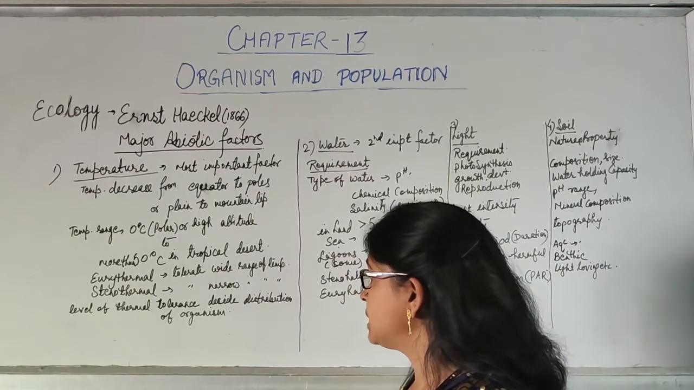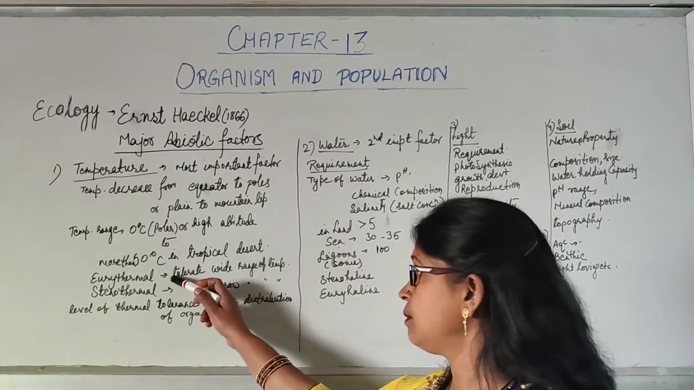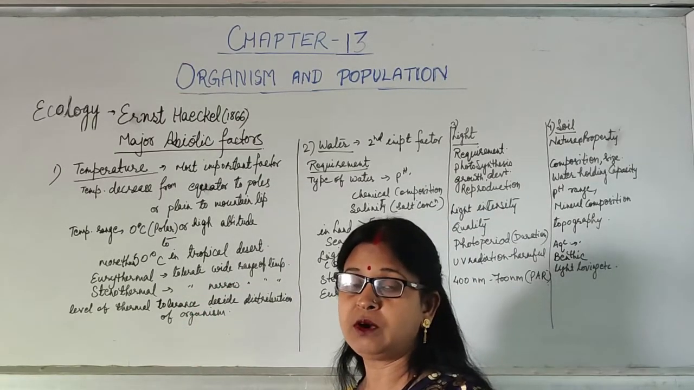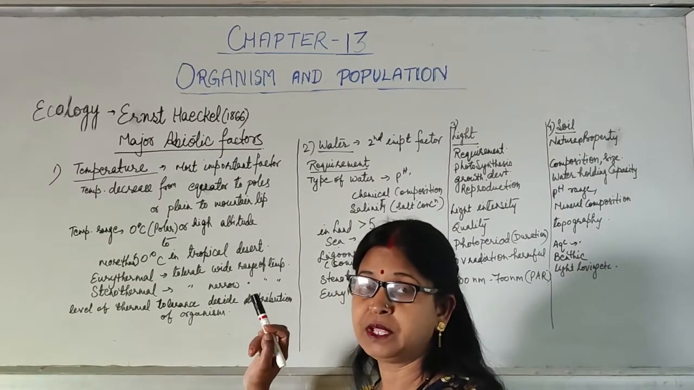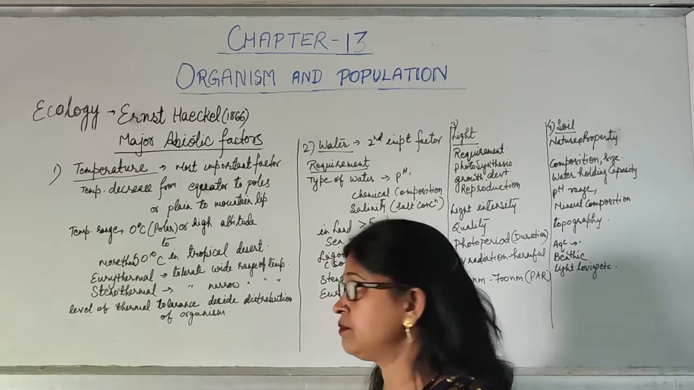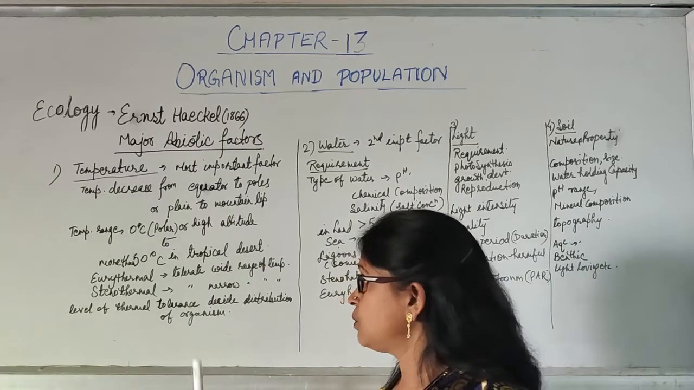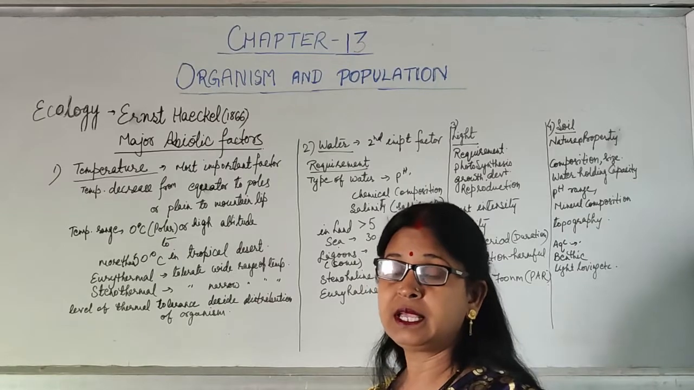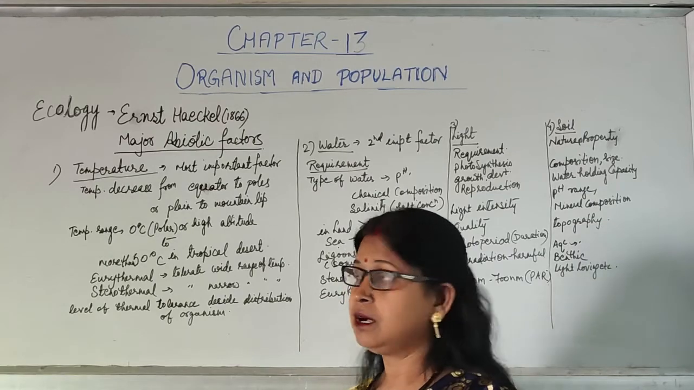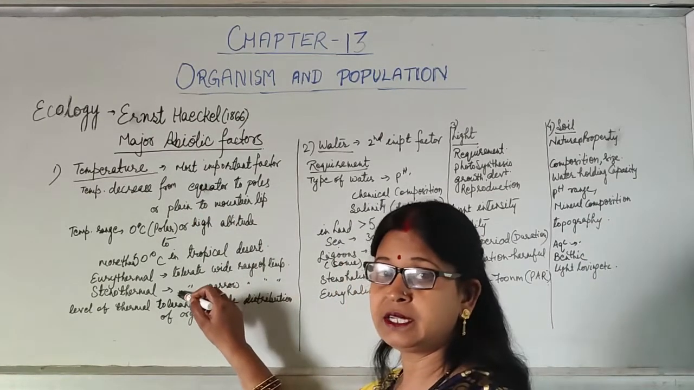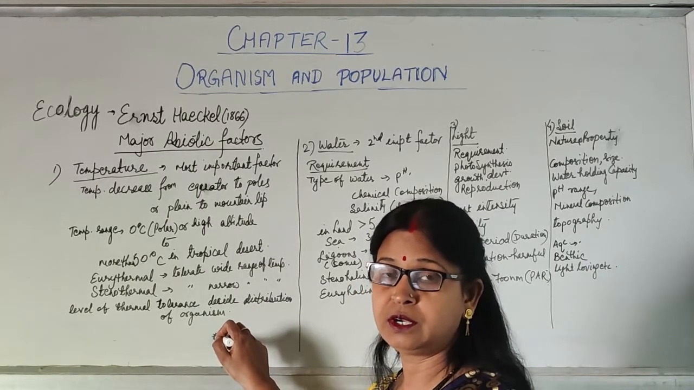Because temperature is not the same at different places, there are two types of organisms, that is eurythermal and stenothermal. Eurythermal organisms are those which can tolerate a very wide range of temperature. They can survive in a wide range of temperature, whereas stenothermal organisms will not survive in a wide range of temperature. So depending upon their nature, all the organisms can't be distributed in every area. So the temperature will decide the range of distribution in different areas of the earth.